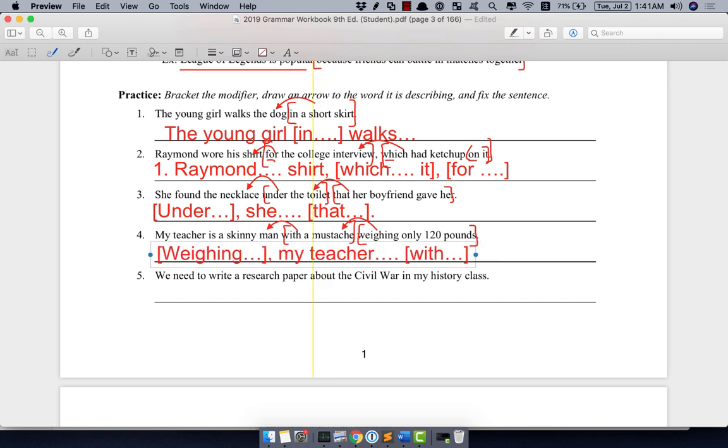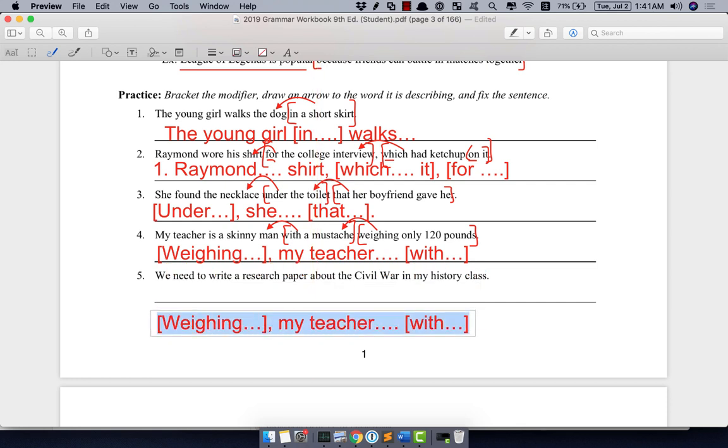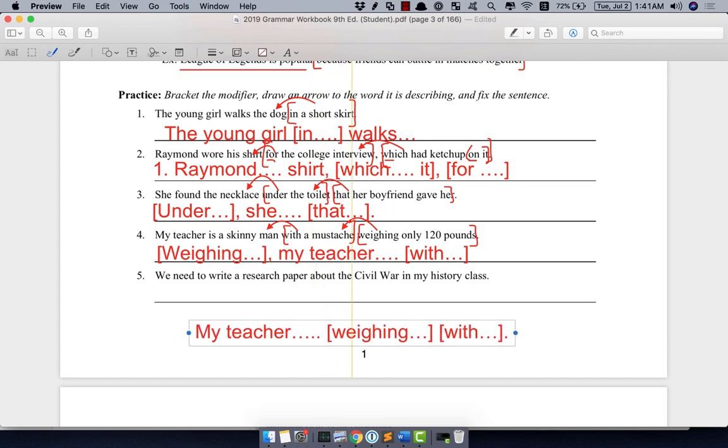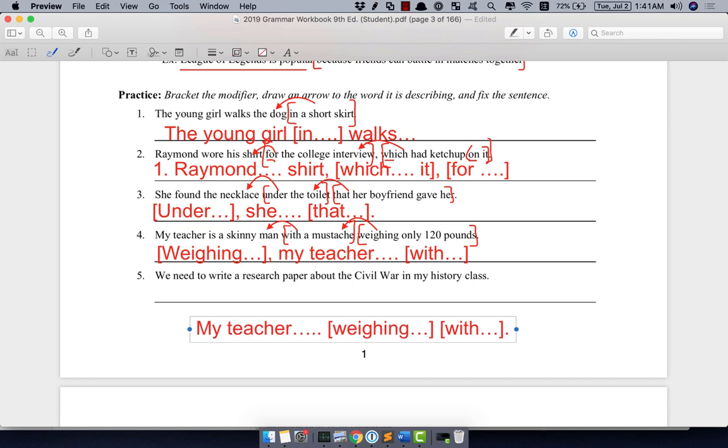And here I'll leave you to think about what if you switch the two modifiers, because weighing only 120 pounds should be describing a skinny man, right? What if you just switch the two modifiers and you have "my teacher is a skinny man weighing only 120 pounds with a mustache"? Is that correct or not? I'll leave that to you, and we'll probably talk about it later, or I'll have the teacher talk about this with you afterwards. But this sentence here would be a correct sentence, with the correct meaning of what number four was trying to say.